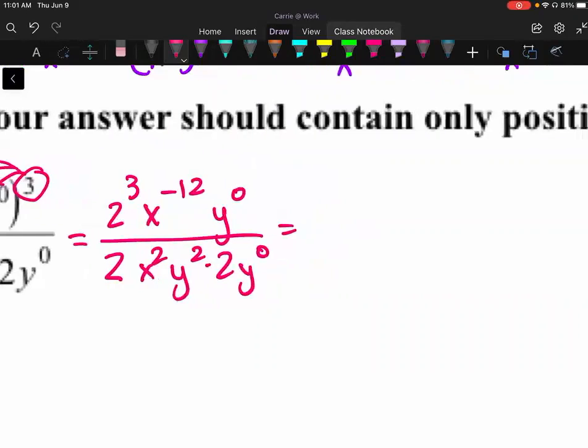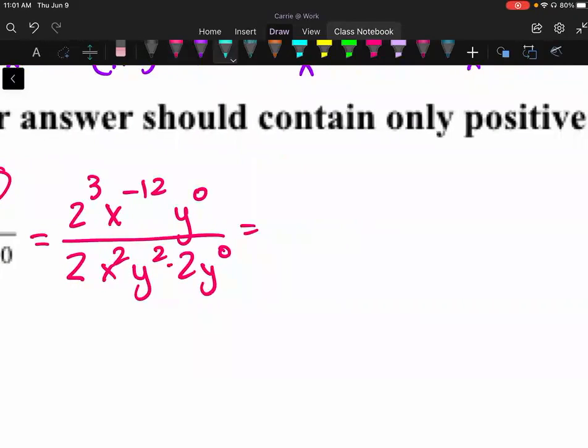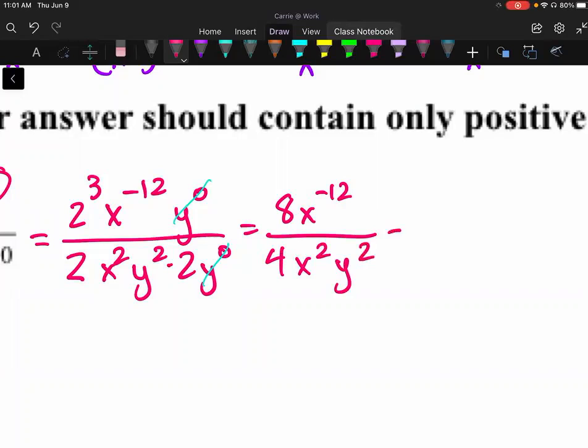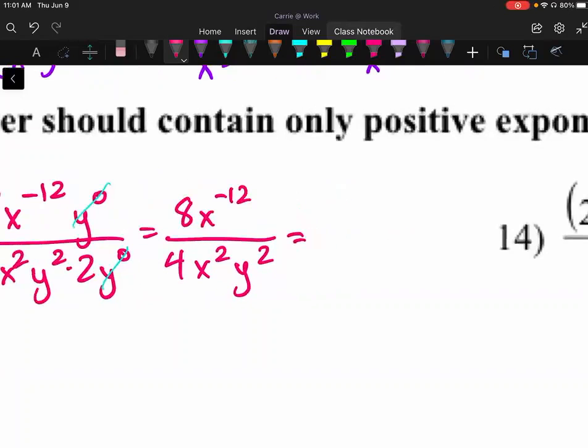Okay, now continuing on, we can go ahead and simplify some things. Y to the 0 is just 1, so those are going to go away. We can simplify 2 to the 3rd, which is 8. And let's just leave this for now. 2 times 2 is 4. All right, and now we can continue. 8 divided by 4 is 2, so I'm just going to have 2 on the top.